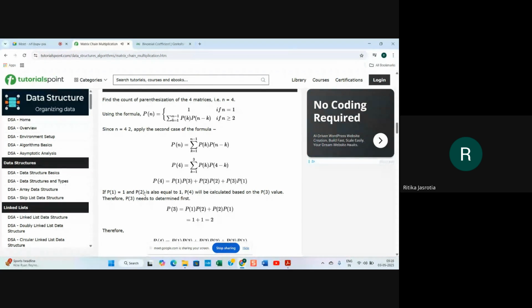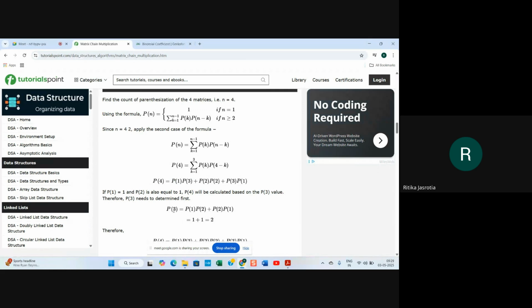These are the values. So if P1 is equal to 1 and P2 is equal to 1, P4 will be calculated based on the P3 value. Therefore, P3 needs to be determined first. If we calculate this, P1 will give us 1 and P2 will give us 1. So we'll calculate the value according to P3.